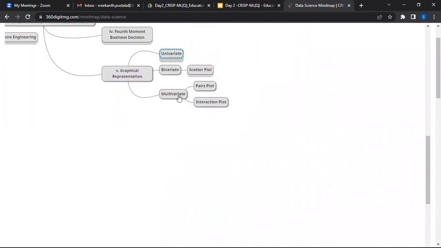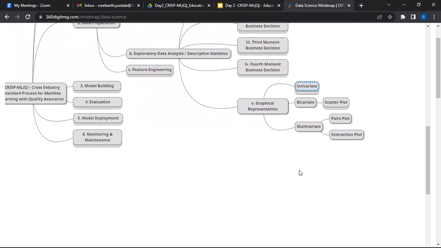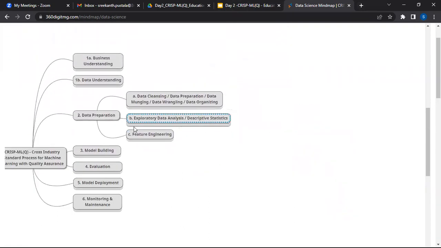So we have multivariate analysis where we look into pair plots. Okay, we have pair plots and interaction plot. We also have a heat map, that is also a multivariate analysis. So that is something related to exploratory data analysis.